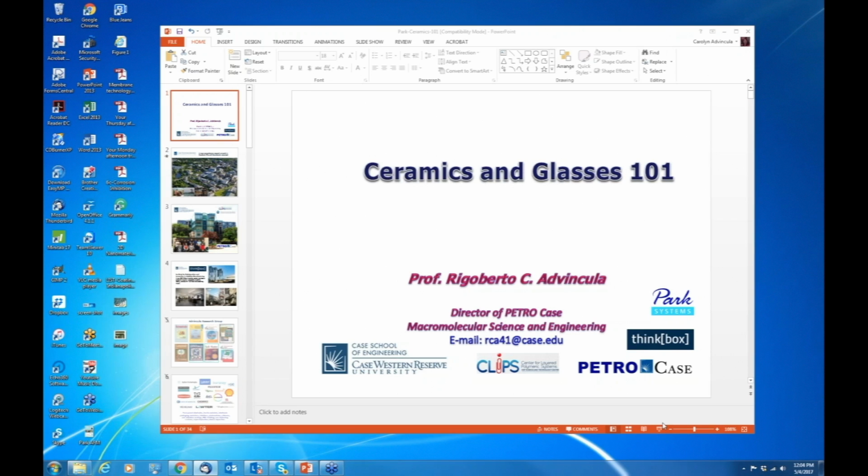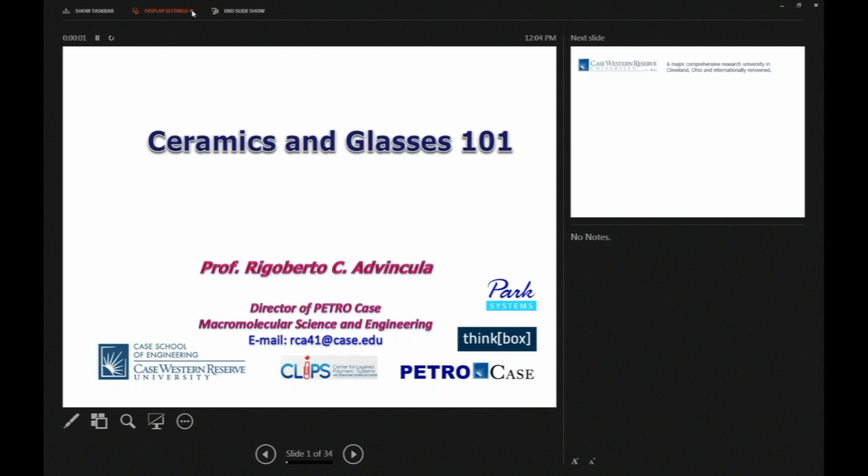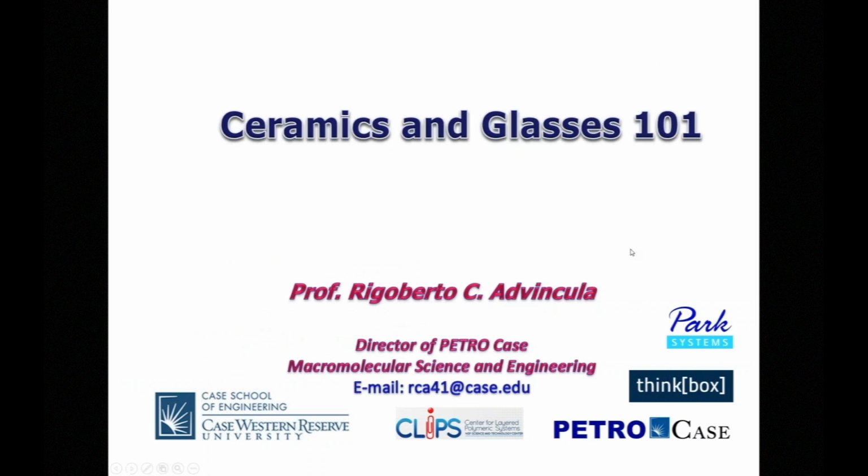I'm going to talk today about ceramics and glasses 101. This is an introduction as well as an overview of the area of ceramics and glasses, a very important branch of material science, very relevant to things like superconductors or uses even in the oil and gas industry, sensors, different types of solid-state devices, and so on.